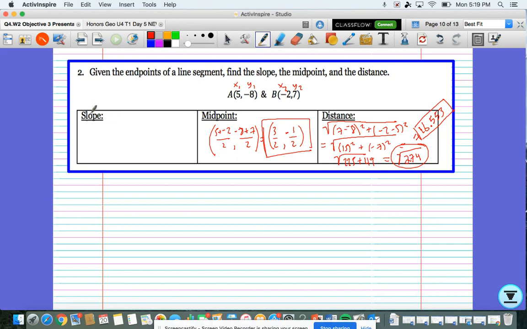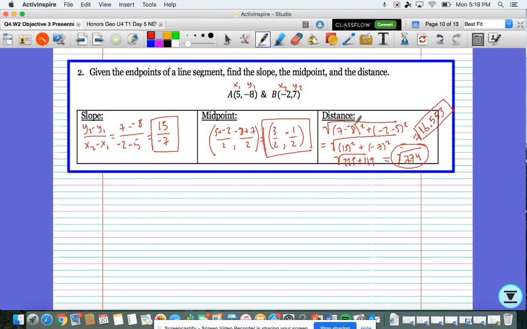And then the last one is slope. If you remember, you were doing the change of y over the change of x. So y2 minus y1 divided by x2 minus x1. I'll just go how I already have it labeled. So 7 minus negative 8 divided by negative 2 minus 5. We already have a lot of this, right? So 7 minus negative 8 is going to be 15 over negative 7. Doesn't simplify, so there's my slope.